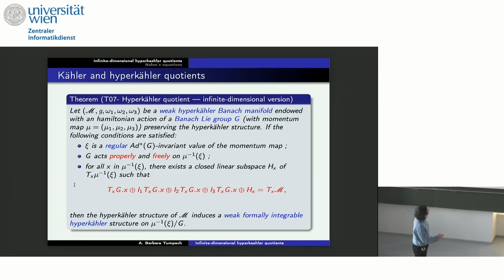And we ask also for a decomposition like this, where here you have the tangent space of the manifold that you started with. And here you have the tangent space to the orbit of the group. Here it's again a real group. So here is the tangent space to the orbit of the group, plus I times this tangent space, but for all of these three different complex structures. And then you have here an orthogonal complement to all of these, which will be the model space for the tangent space of the quotient. What you get downstairs is, again, a weakly formally integrable hyperkaehler structure.